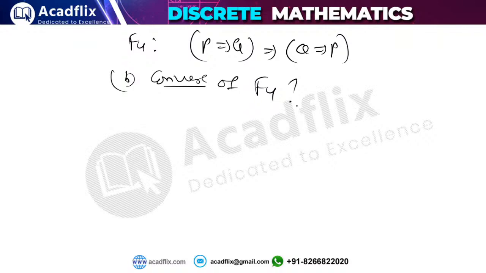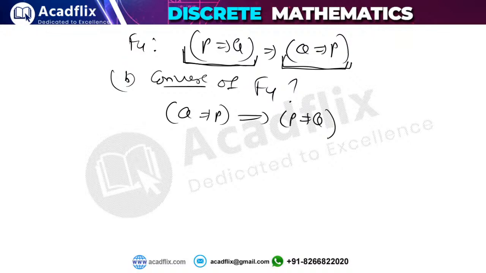See, Nidhi, I am just asking the converse. I am not asking the truth table. I am only asking the converse of this F4. I told you that this is a conditional statement. This is LHS implies RHS. This is LHS. This is RHS. Then what will be the converse? Converse will be RHS implies LHS.